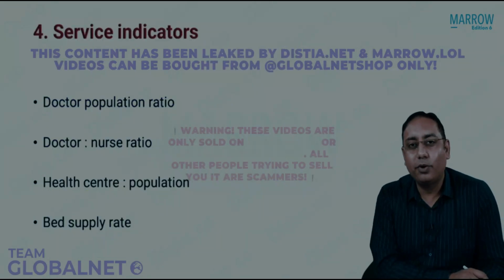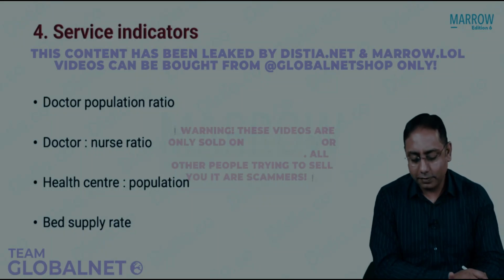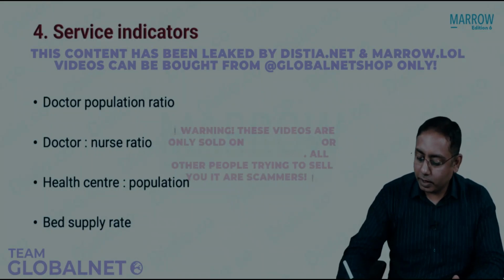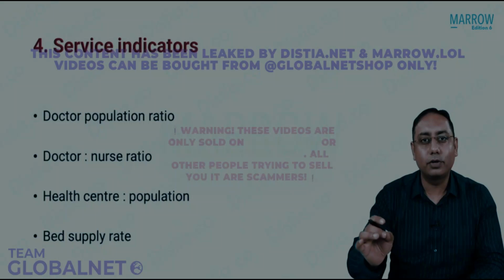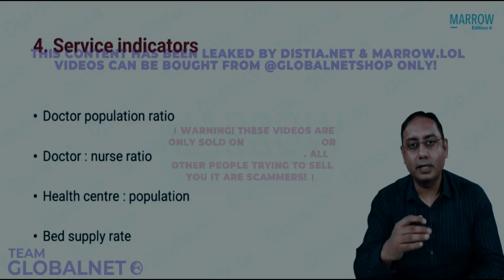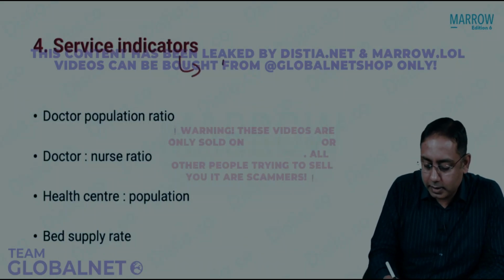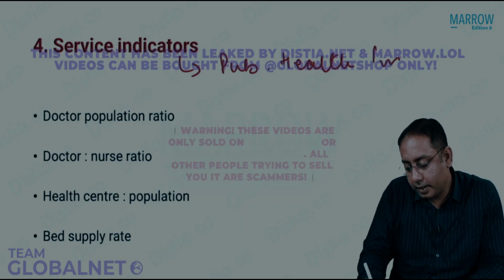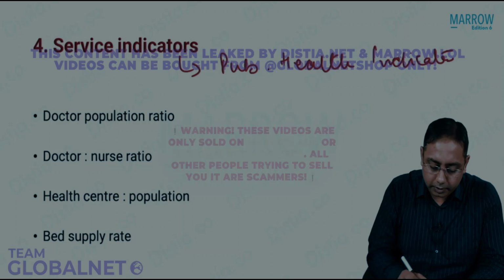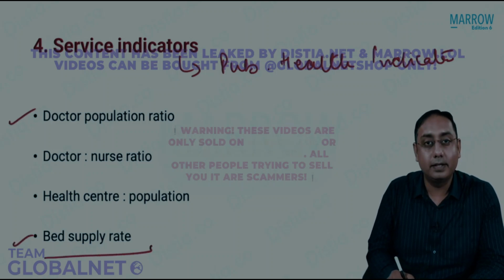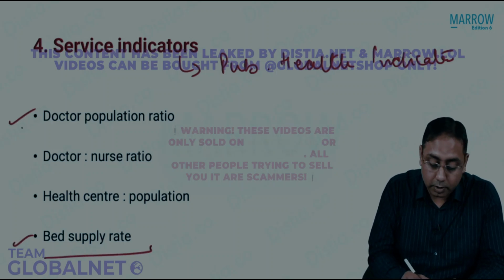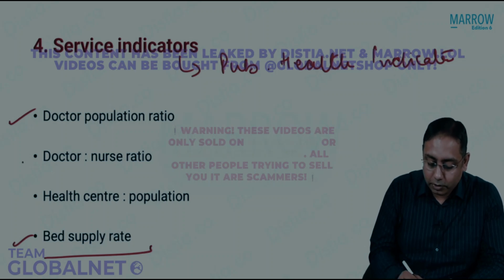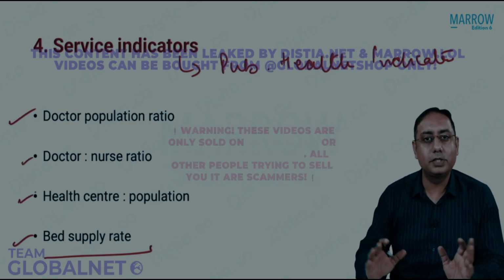Next, point number 4, what are the service indicators? We just now talked that one of the service indicators could be the bed population ratio. These are service indicators. These are the public health indicators. One indicator we already talked about is the bed supply rate, that is the bed population ratio. We can also talk about the doctor population ratio, doctor nurse ratio, health center to population ratio, and so on.